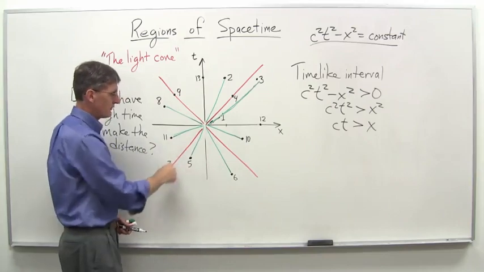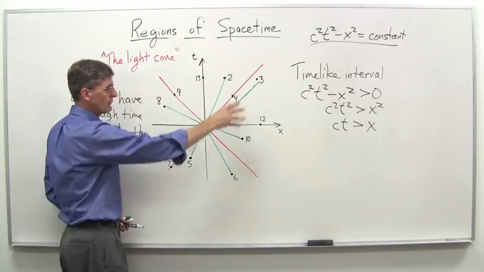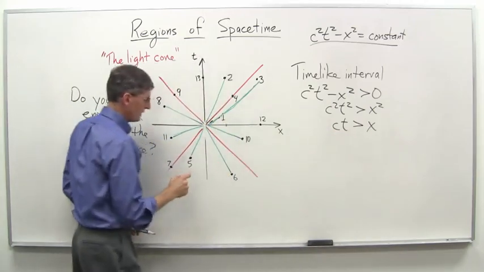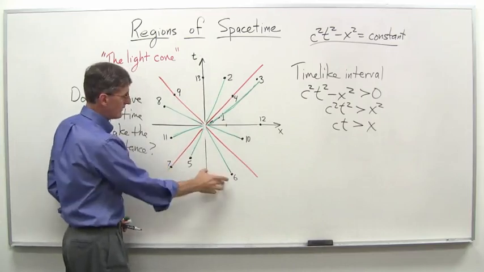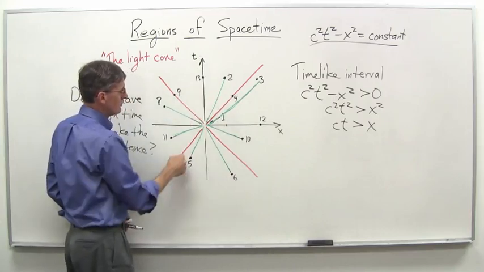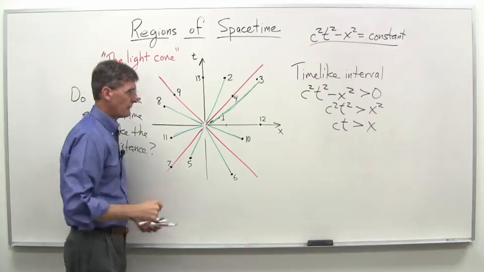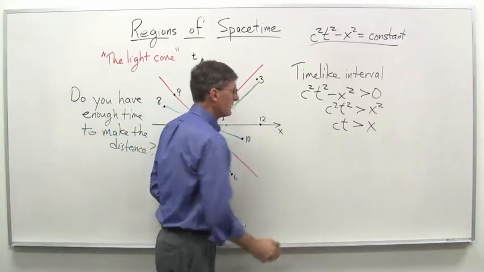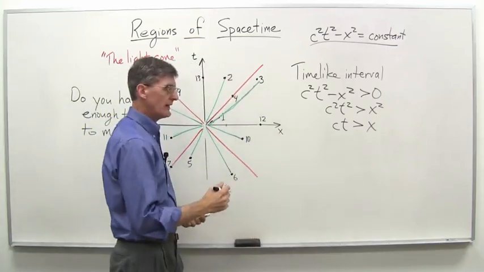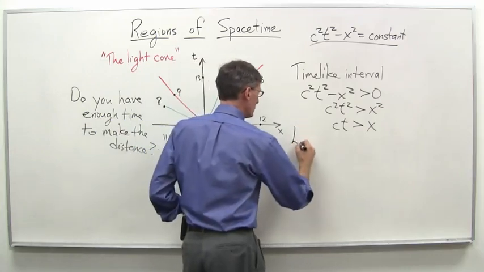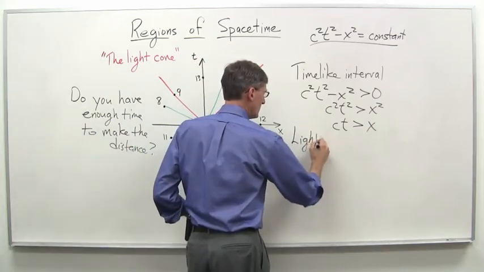We have a special name for the speed of light cases here. So the time-like interval, ct greater than x, is, for example, for 5 and 6, and 1 and 2 there. Now, so that's the time-like interval. And the next one is actually called a light-like interval.